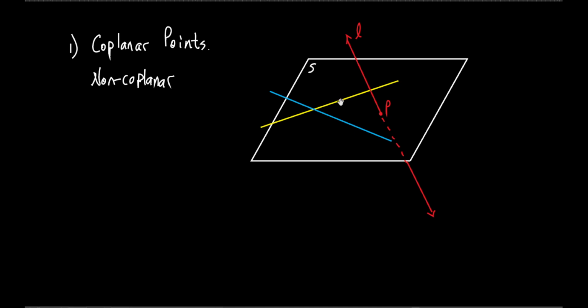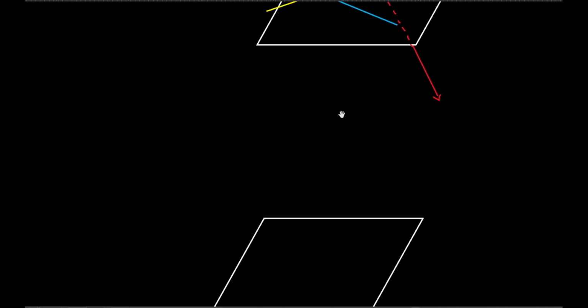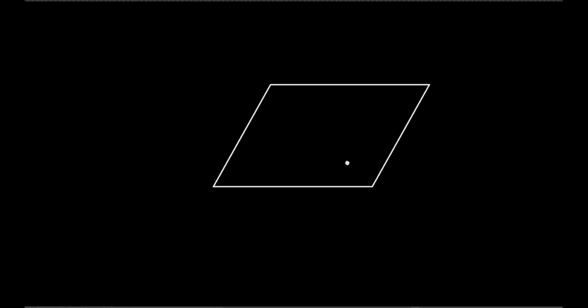The blue one and the yellow one would be coplanar lines, but the red one is not coplanar because it has to lie in that particular plane, and line L does not lie in this particular plane. But the yellow one and the blue one are coplanar, yes. Okay? All right, let's do another one. Watch this.